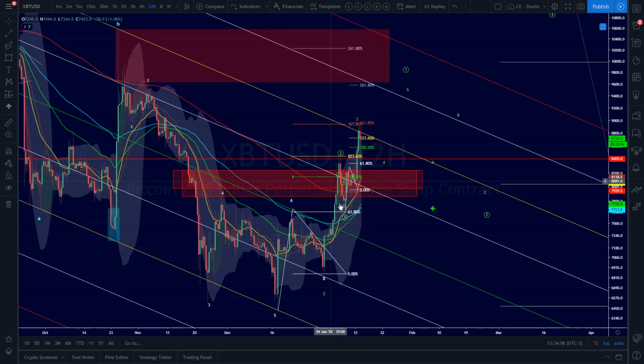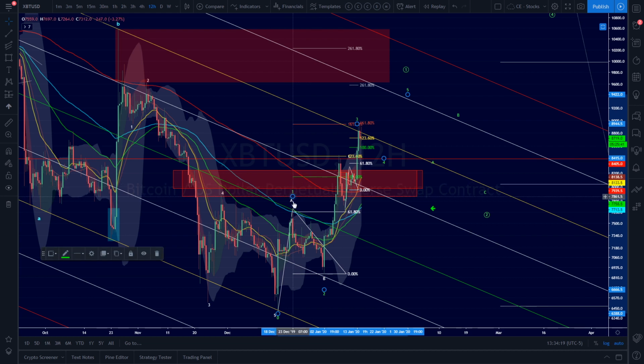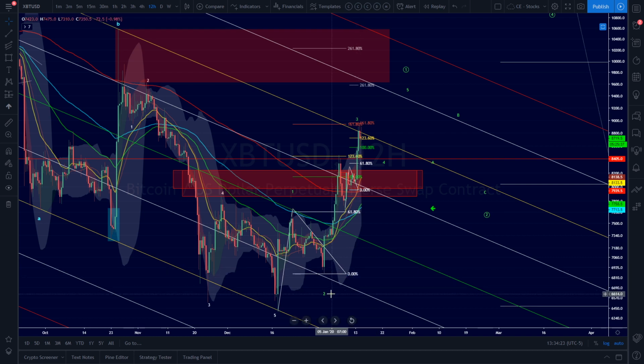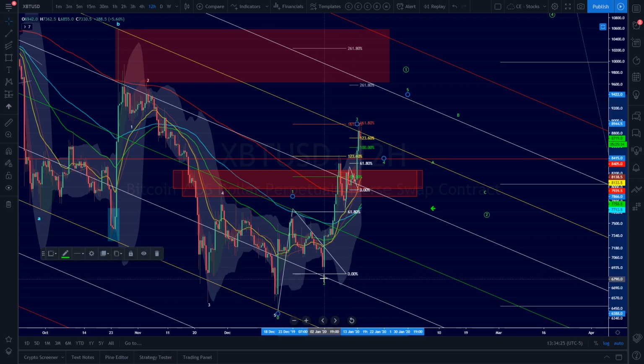Nonetheless, I do think that we did complete a little bit of an impulse here. I'm going to remove this because that's not exactly valid at this point. But this does look like we created a 1. I'm going to get rid of the ABC because I think the ABC scenario is gone. So we have a 1 and then we have a 2. So we've got a 1, 2 on a higher degree.